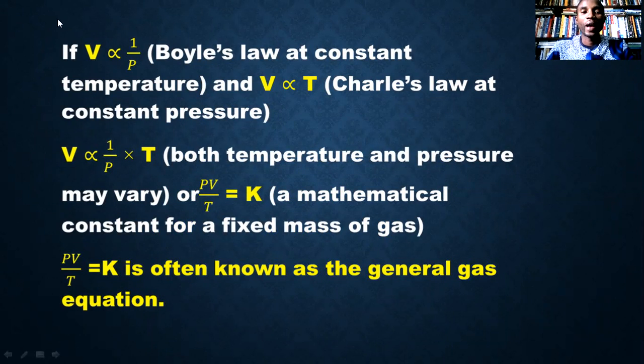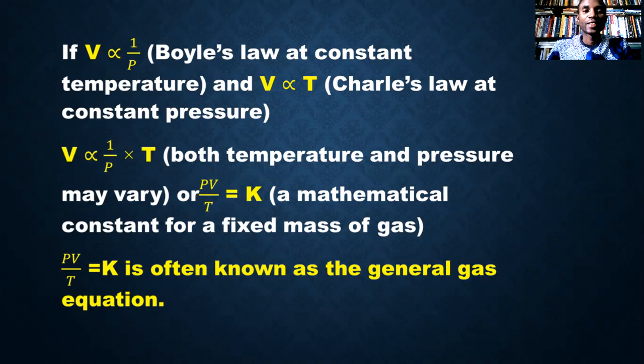As the general gas law, we have Boyle's law, which is volume is inversely proportional to the pressure, and we have Charles's law, volume is directly proportional to the temperature. The combination of both of them, we'll have mathematically. This means volume varies inversely as P and directly as T. Combining both of them, you have this, and it is this particular combination that gave us what we call the general gas equation.